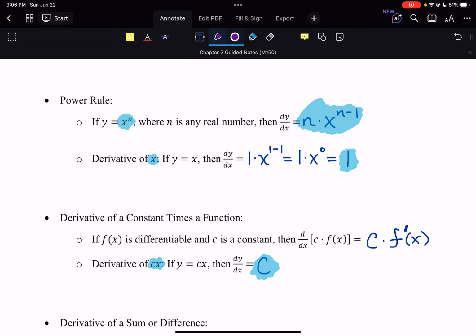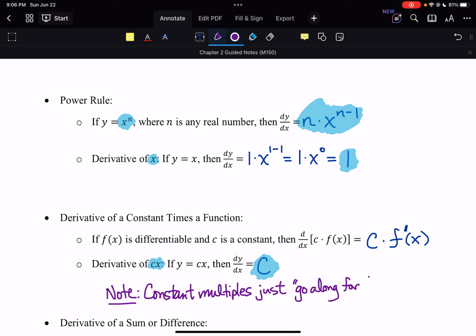So this property basically allows us to ignore constants as we go through the derivatives. So we can just say, note, constant multiples, and this is my own terminology that I like to use, just go along for the ride.